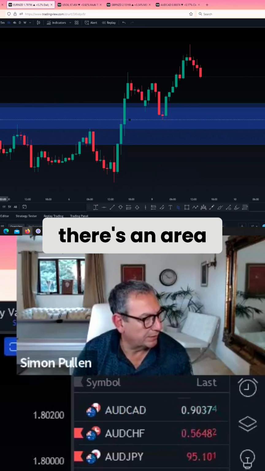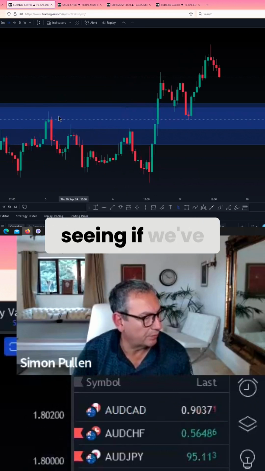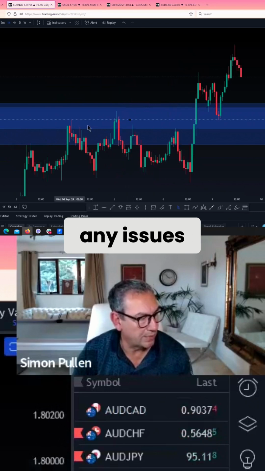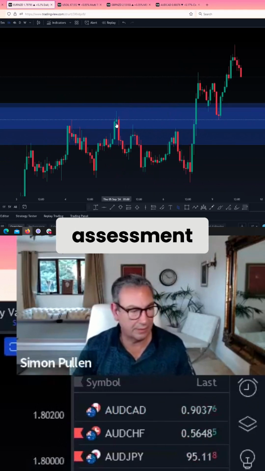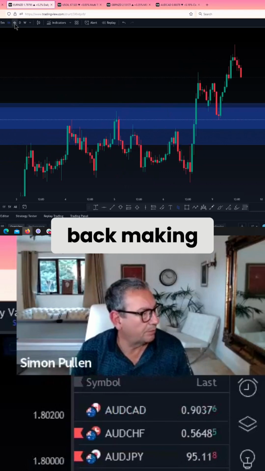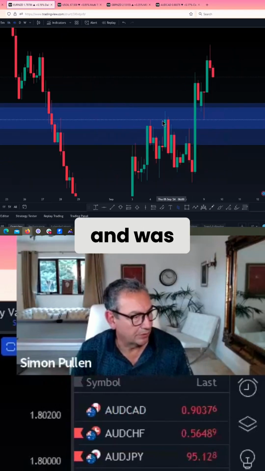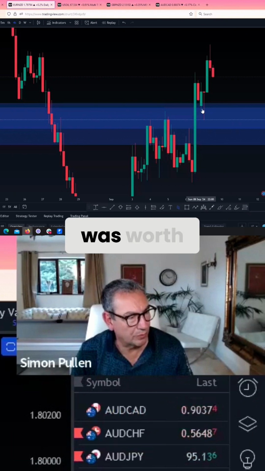There's an area, you see. That's the area you need to be highlighting, seeing if we've got any problems here. Has that got any issues? Well, yeah, you can see it probably has. You go back and make an assessment. While I was going back making an assessment of this, I went up on the higher time frame onto 4 hour and was assessing whether this trade was worth taking.